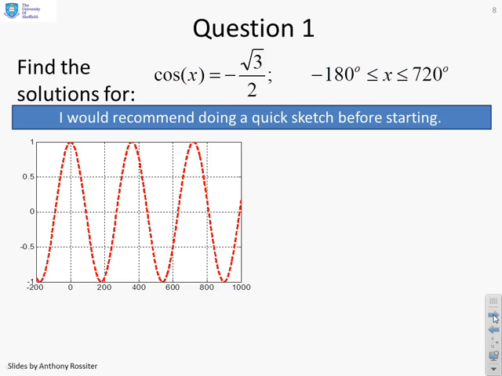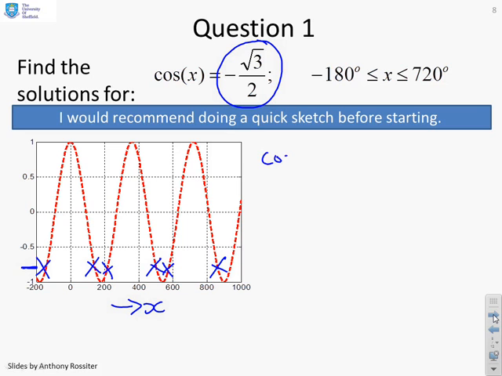Here it is. Now once I've done the sketch, I can identify this value on the sketch. Minus root 3 over 2 is somewhere around here. So I can see there's a solution here, here, here, here, here, and so on. I can immediately see where all of the solutions are, and this means I'm not going to make a silly mistake when I answer the question. I know roughly what values I'm looking for. So let's start by getting a simple value.